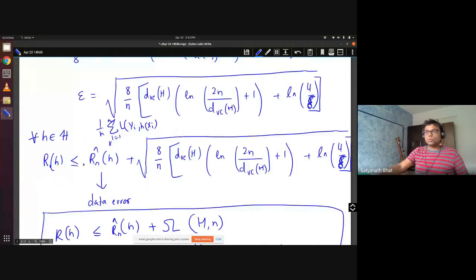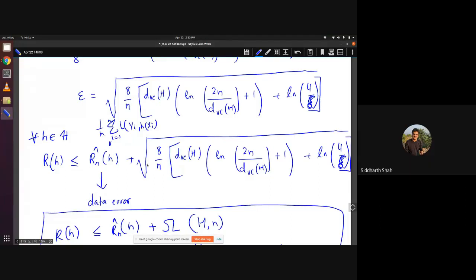So the one that I took was Rn minus RH minus Rn hat of H is less than epsilon. That one I took and then I pushed the Rn to the other side. Yes, sir, and now it's clear.